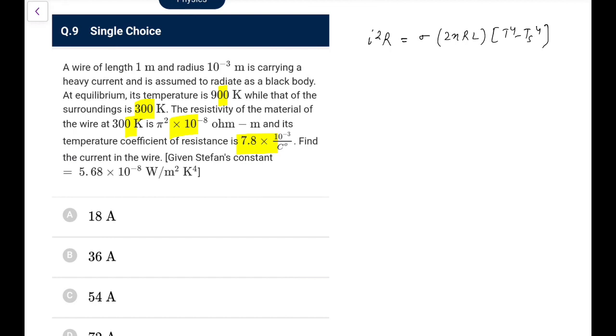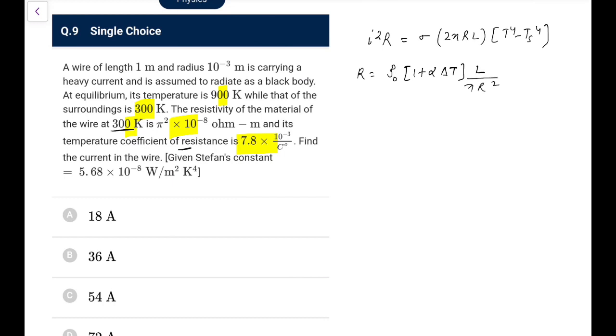Now again, it would be quite a challenging one to solve, because the calculation is not going to be that easy. Plus you are given the resistivity at 300, you need to find the resistivity at 900, and you are given alpha also. So again, calculating R would be a challenge. First of all, R I will write as rho L by A, where rho will become rho naught into 1 plus alpha delta T, L would be L, and area would be pi R square.